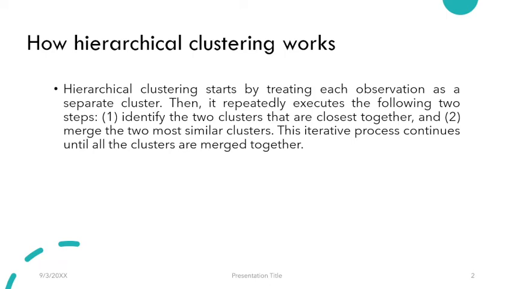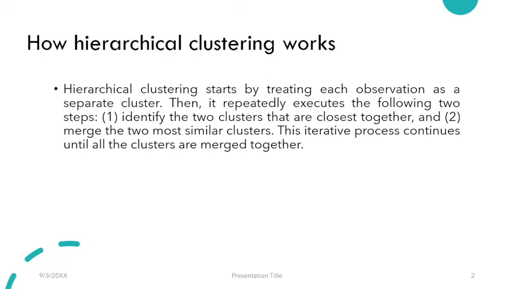And what is hierarchical clustering and how does it work? Hierarchical clustering usually starts by treating each observation as a separate cluster. Then it repeatedly executes two basic steps, which are nothing but identifying clusters that are close together or have close similarities between each other.